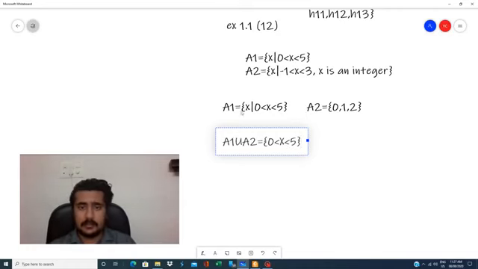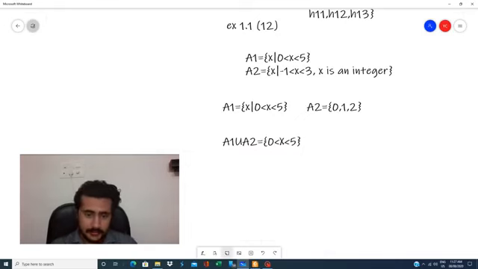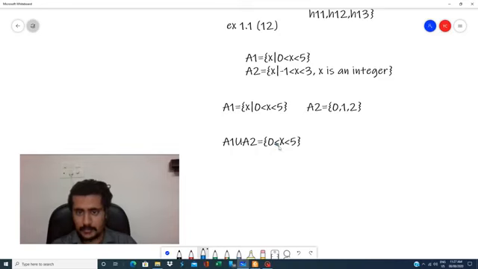Okay. Now, what is the main thing? 0 is in A1, yes or no? Yes. 0 is in A2, yes. So in union, there would be, in A1 0 is not there. You can see in A1 0 is not there. So we will not include 0 for that part. But in A2 0 is there.